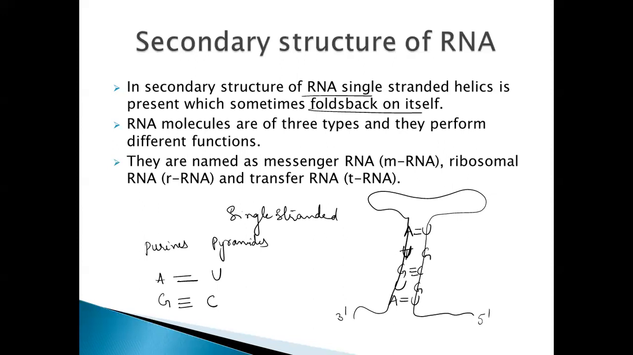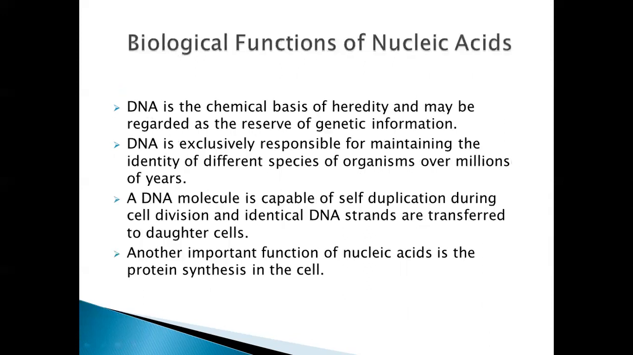When we hydrolyze this RNA, that means when RNA is hydrolyzed, the ratio of the purines and pyrimidines is not equal to 1:1 because here they're not complementary to one another. It folds back on itself. Whenever there are complementary bases, the pairing occurs. Otherwise, no. That is why when we hydrolyze this, the purines to pyrimidines ratio is not equal to 1:1.